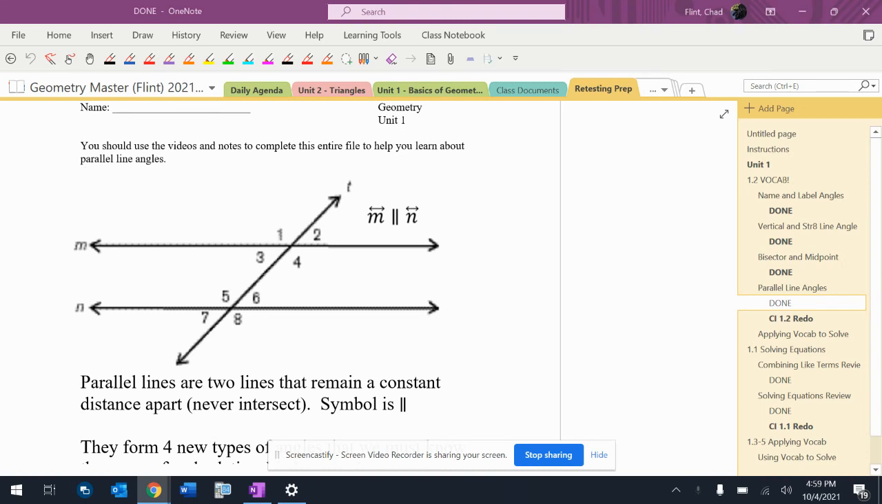So this file is going to take us through the different kinds of angles that are formed by parallel lines, and just getting used to looking for these angles and remembering what is true about their measurements, so that we can create equations once we have identified which angles they are correctly.